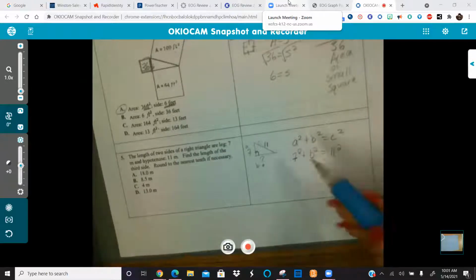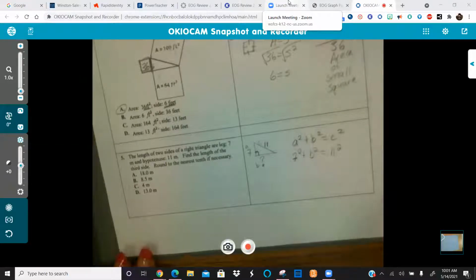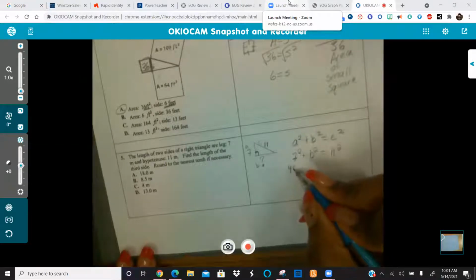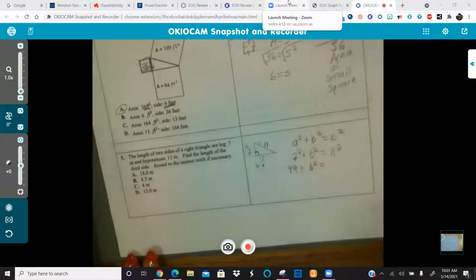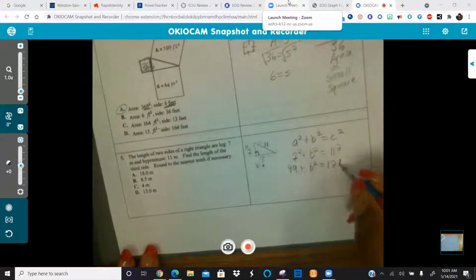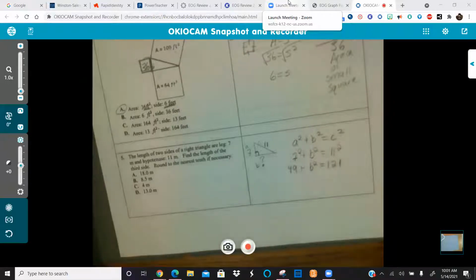So now, what's 7 squared? What's 7 times 7? 49. Good job. Bring down the B squared. Anybody know what's 11 times 11? 121. Good job. Okay. If you don't know, guys, make sure you use your calculator, okay?